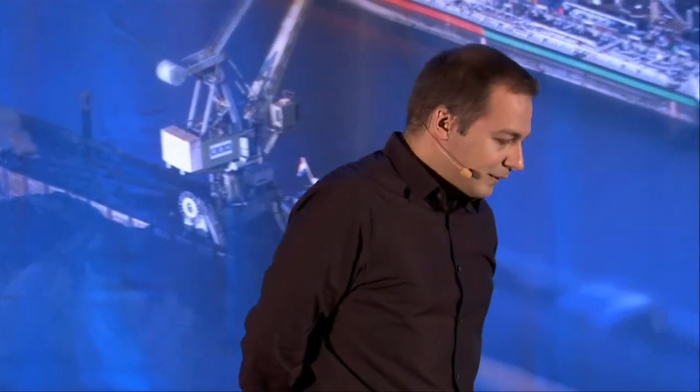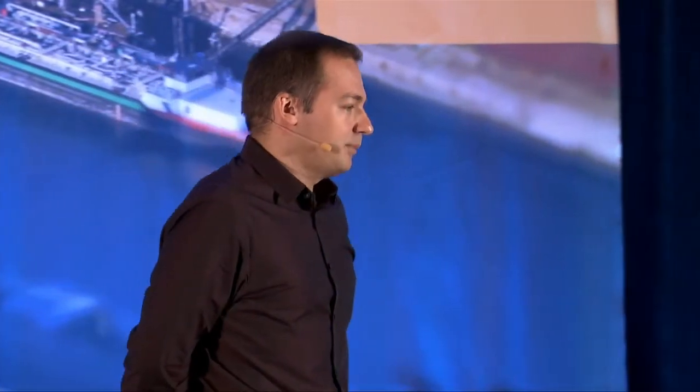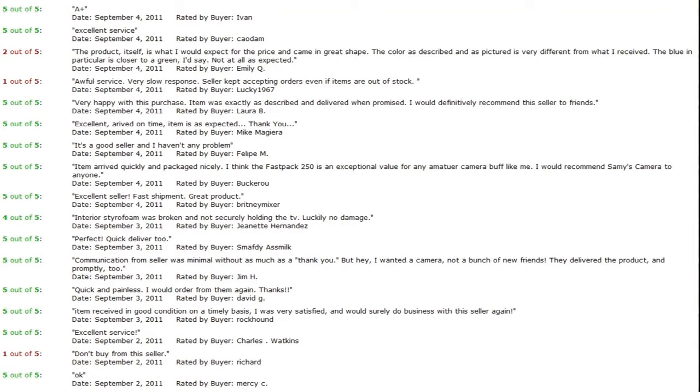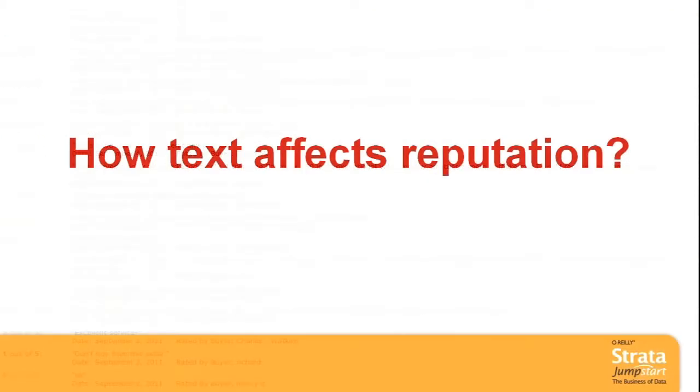And actually what we observe is that there is a lot of text. People write comments about the seller, and typically most of the sellers on Amazon have hundreds or thousands or even tens of thousands of such feedback. And what we did, we said, OK, let's try to analyze this text to figure out how this text affects the reputation of the seller.